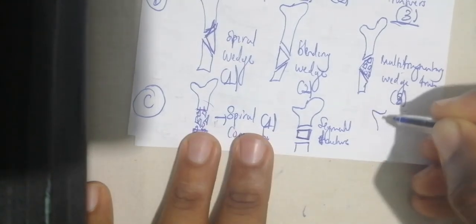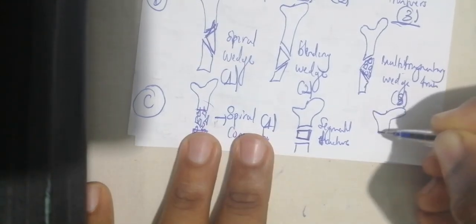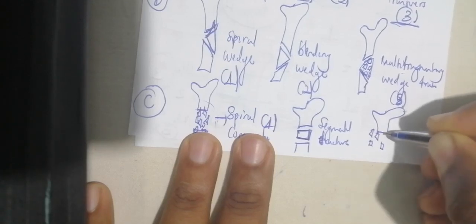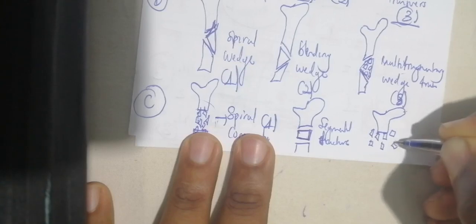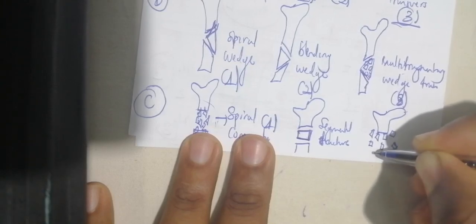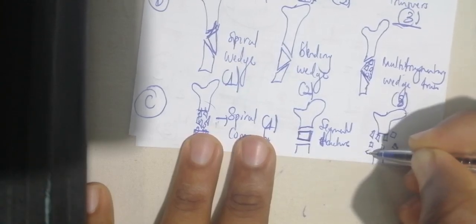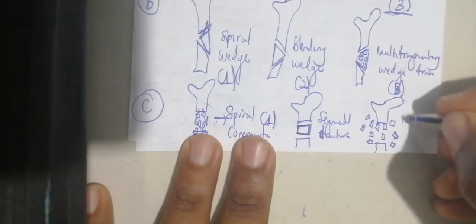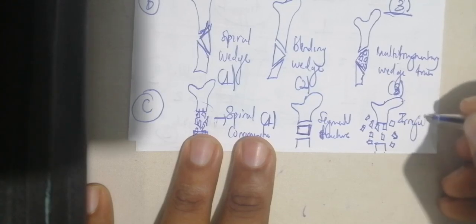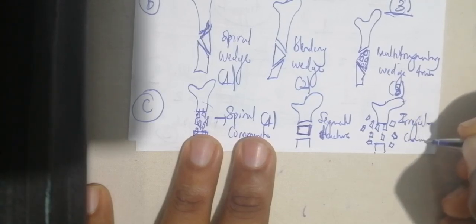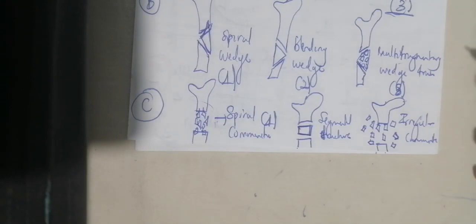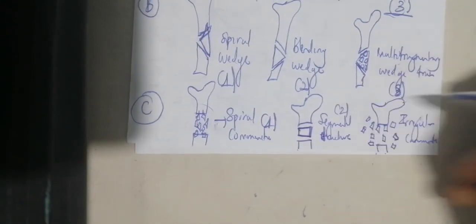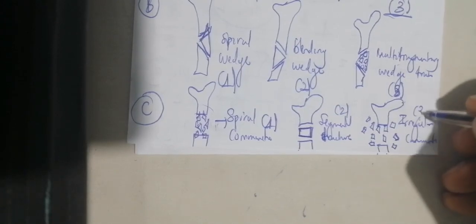And lastly, when you have a fracture with many comminuted bones in the middle, which are even going out of the borders of the fracture site, you have the bony fragment going out of the border. Here it is going to be called irregular comminuted. Is it clear? Now, spiral comminuted corresponds to 1, segmental fracture corresponds to 2, and irregular comminuted corresponds to 3.